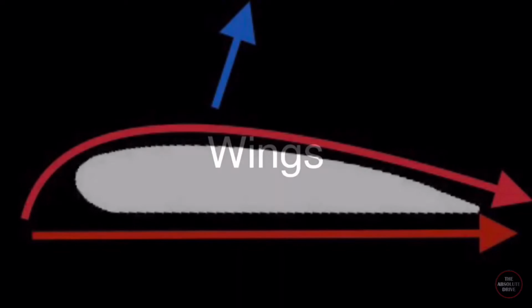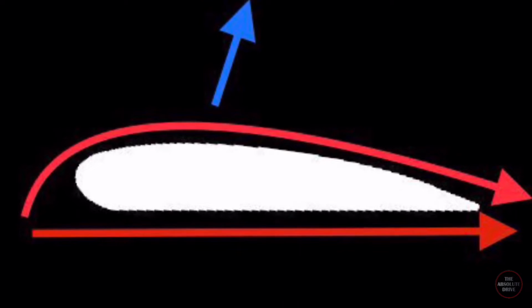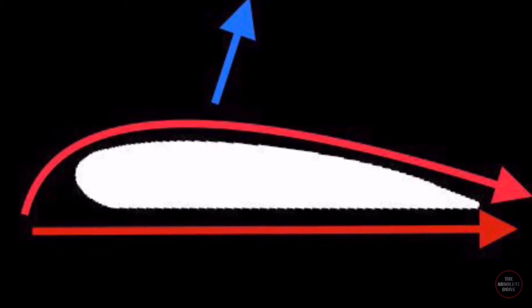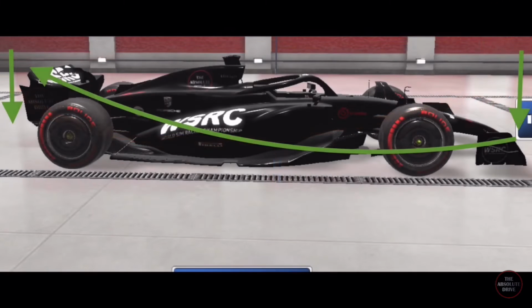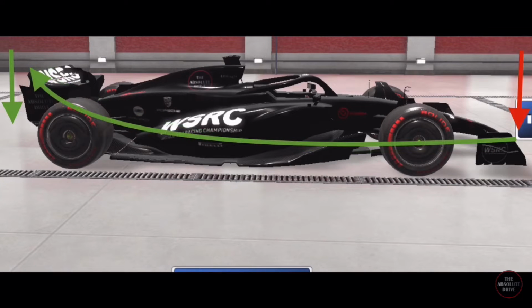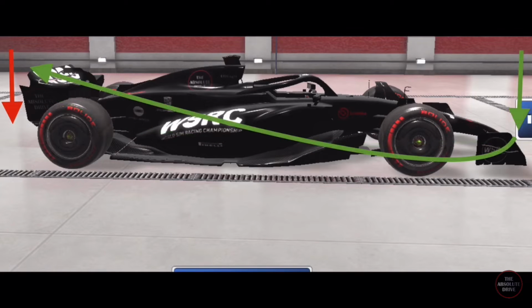Wings on a car are the same concept as wings on an airplane, but the concept is done in reverse. Instead of creating lift, they create downforce. It's critical to balance the front and rear downforce. Too much downforce in the rear and the car will understeer, while too much downforce in the front will cause the car to oversteer.